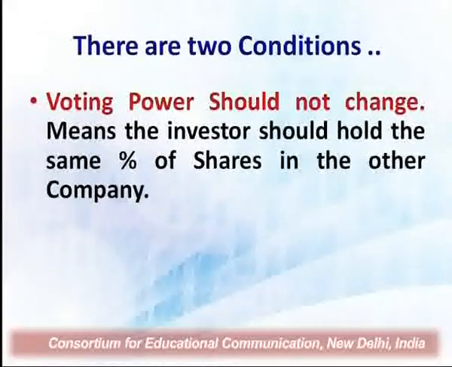So there are two conditions for arbitrage process. First, voting power should not change, which means that if you have invested in 10% equity shares of company L, you cannot hold more than 10% equity shares in company U. So while showing the arbitrage process, we have to keep in mind that the voting power should not change. Whatever voting power you have in the existing company, the same has to be acquired. It cannot go either side, neither increase nor decrease. You have to maintain the status quo, that is the similar voting power, which is 10% in this question.